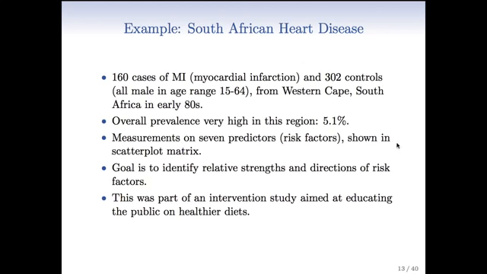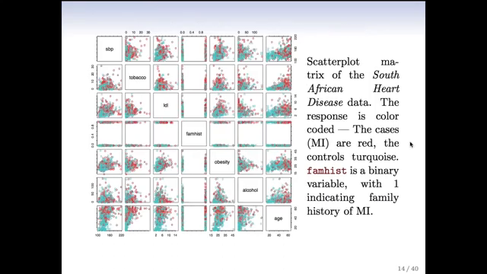So in this study, we have measurements on 7 predictors, or also in this case known as risk factors, and they're shown in the scatter plot matrix, which I'll show you right here. Remember, the scatter plot matrix is a very nice way of plotting every variable against every other variable. And now, because it's a classification problem, we can code into the plot the heart disease status.